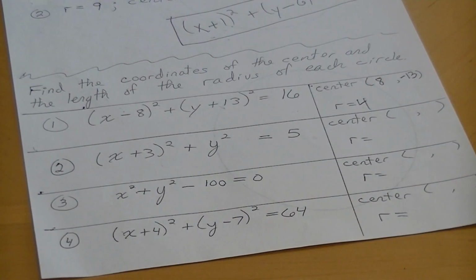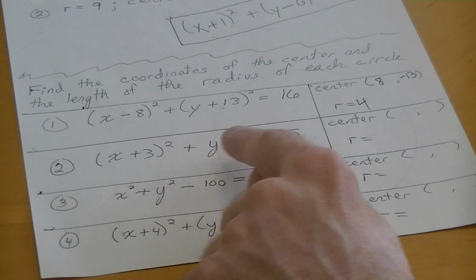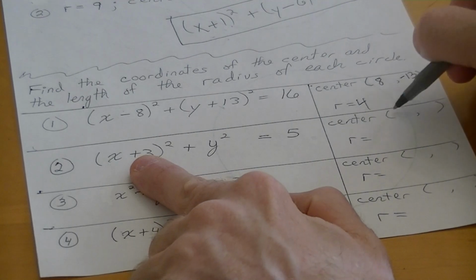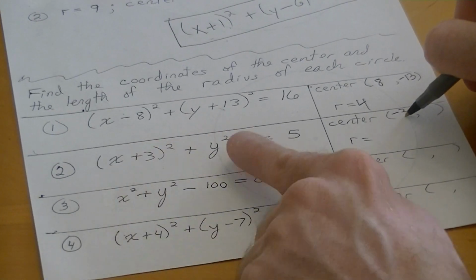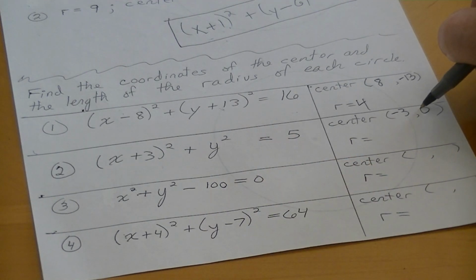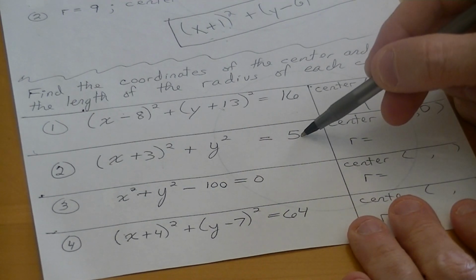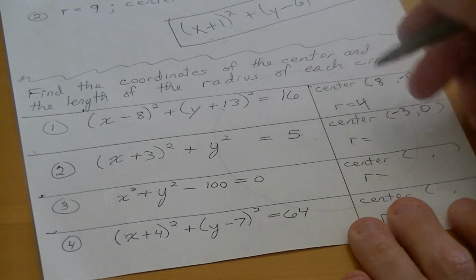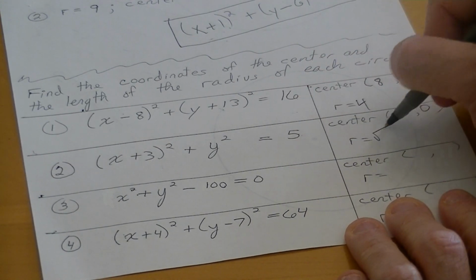Down here, x plus 3 squared plus y squared equals 5. So it's in standard form. The center is going to be -3 comma, there's nothing being subtracted from y, so -3, 0. This is not the radius. This is the radius after it has been squared. So the radius is the square root of 5.